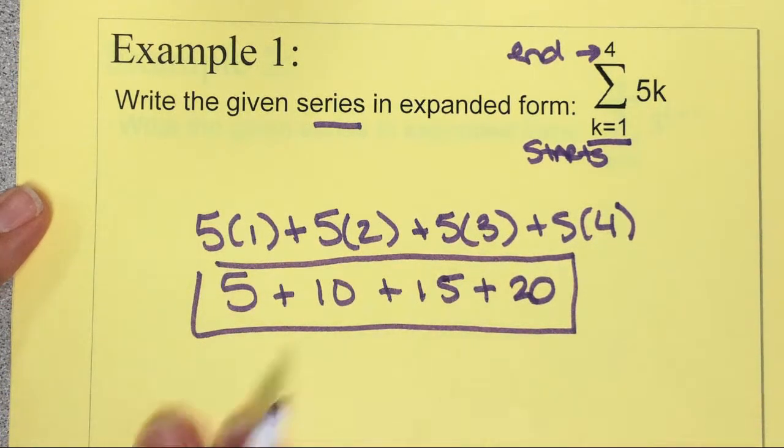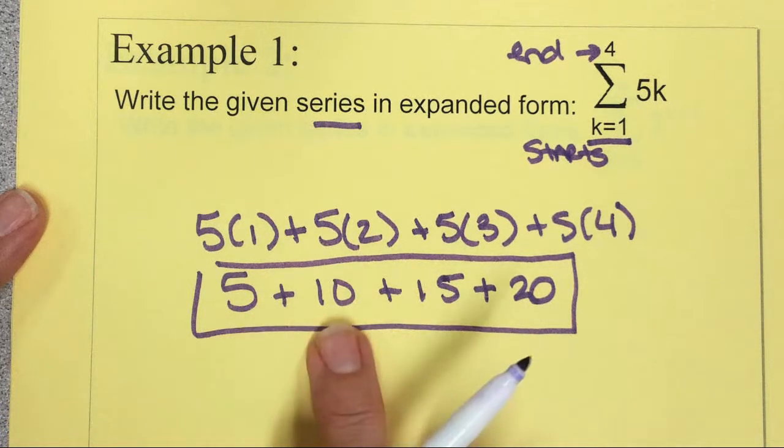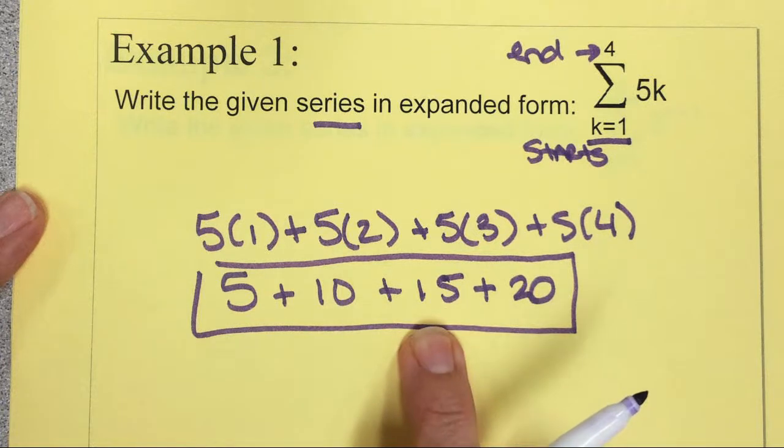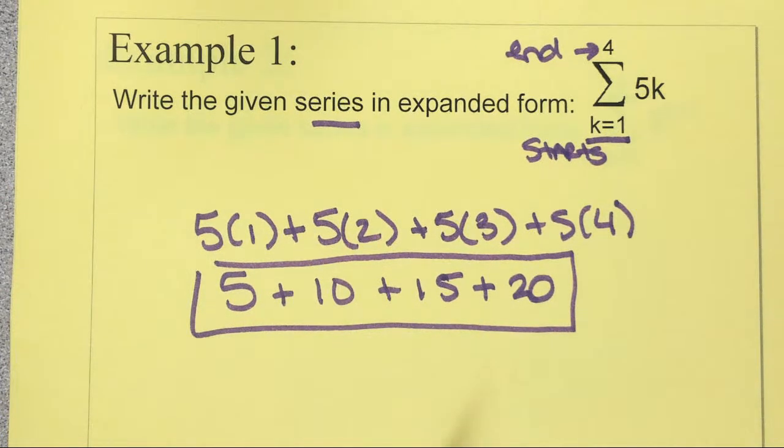If they asked you to evaluate, then you'd go add all these up. So if they asked me to evaluate, 5 plus 10 is 15, plus 15 more is 30, plus 20 more is 50.